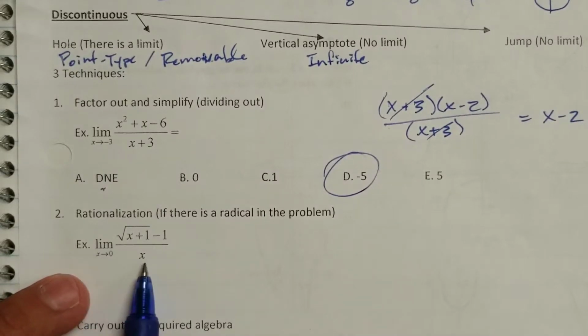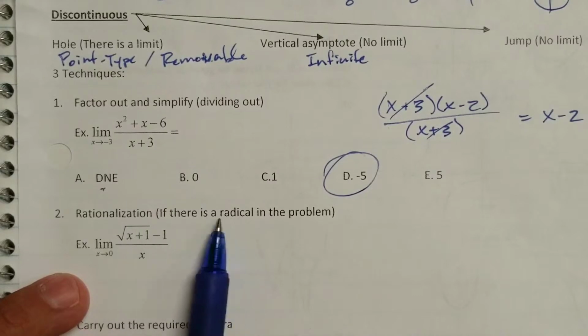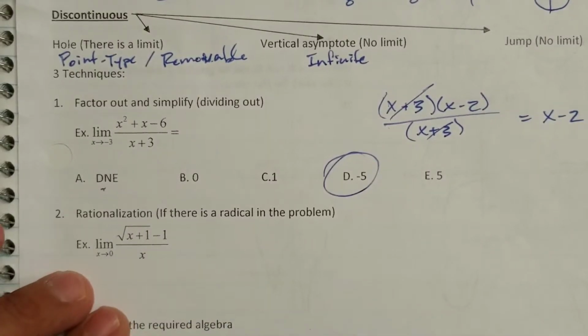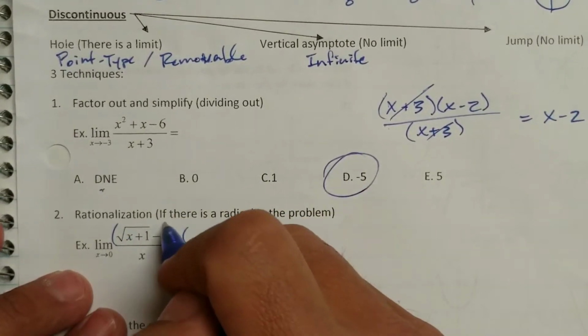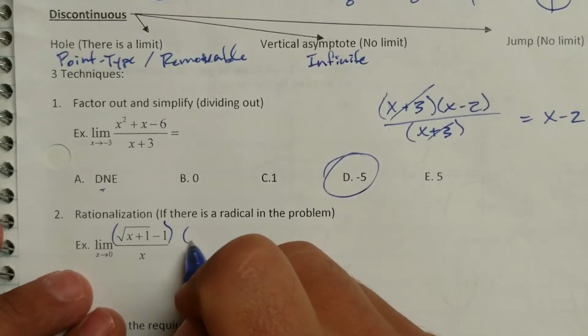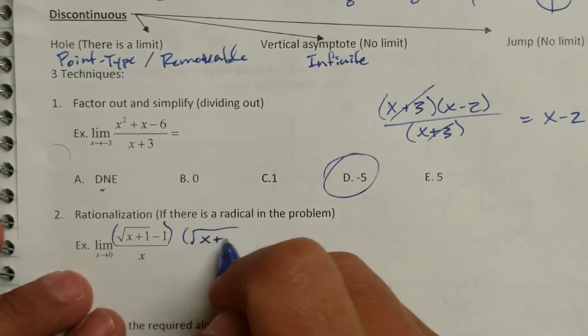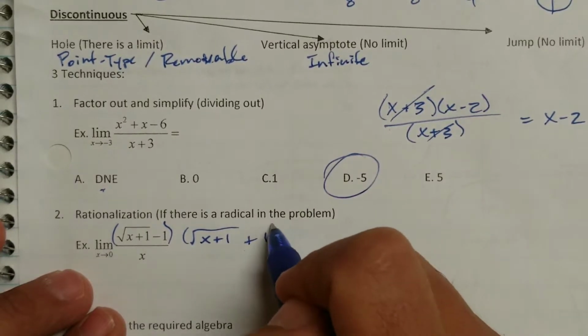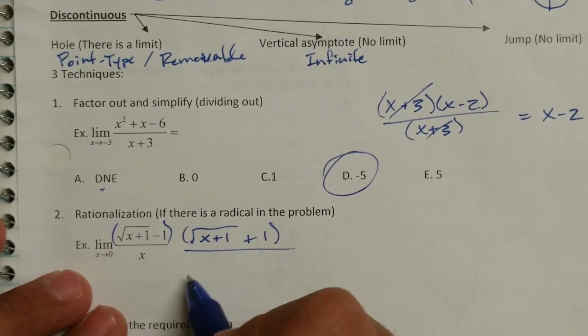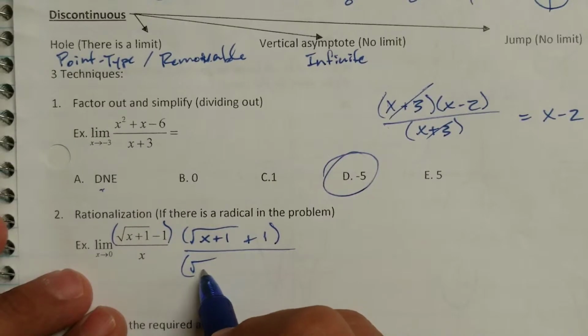Here, if I plug a 0 in here, it appears to be a vertical asymptote. But this is a weird one. There's a radical in the problem, so you always want to rationalize something like this. We haven't seen this in a while, but I'm going to multiply by its conjugate. So instead of minus 1, I'll put a plus 1 there, and we'll do that on top and bottom.